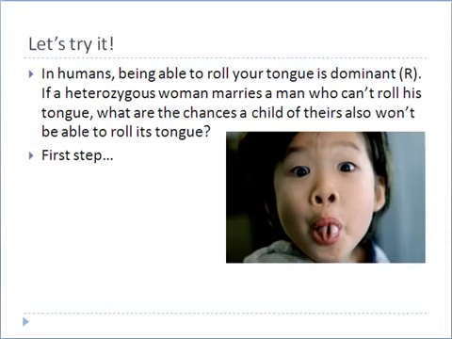So here's our first question. If you can roll your tongue, it means you have at least one copy of the dominant allele for tongue rolling. So let's imagine that we have a woman who is heterozygous for tongue rolling. She marries a man who cannot roll his tongue, and we want to know what the chances are that they'll have a child that also will not be able to roll its tongue. So we're going to use the 5 steps of solving a genetics problem to do this.